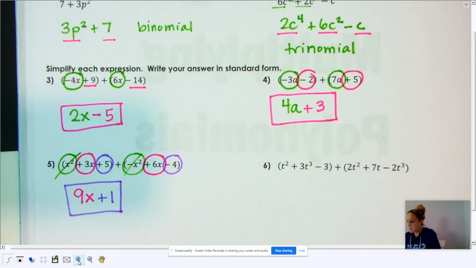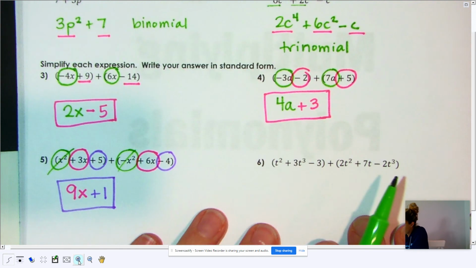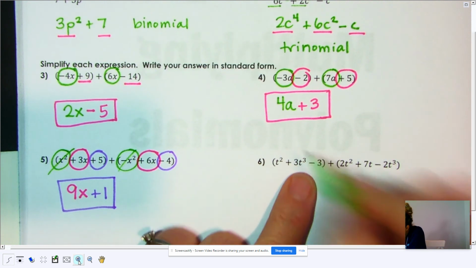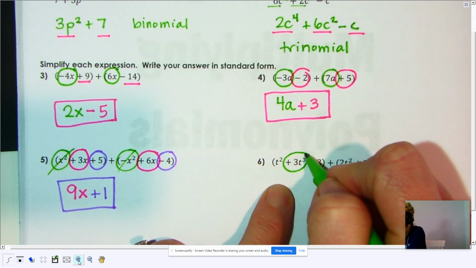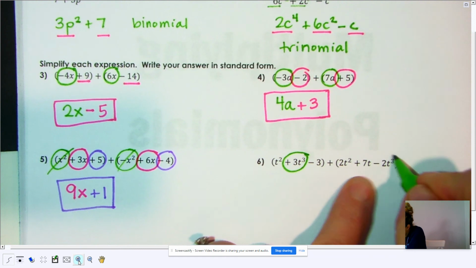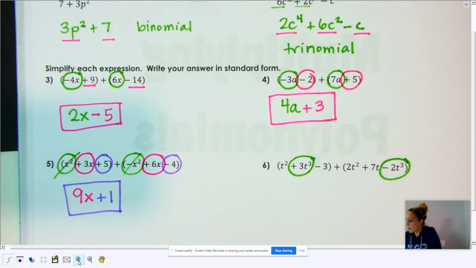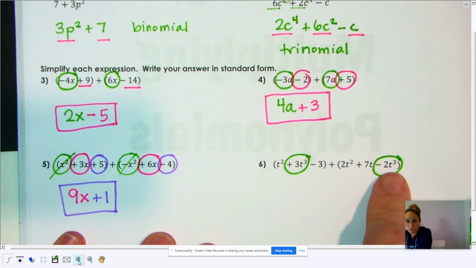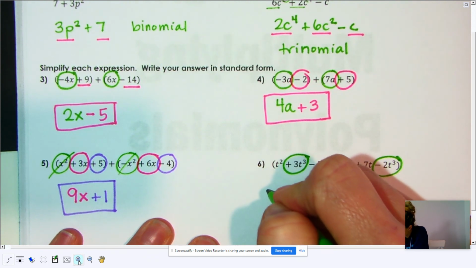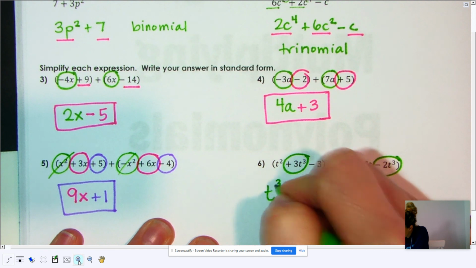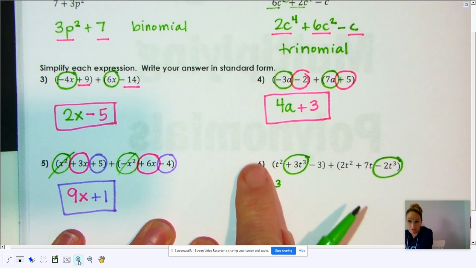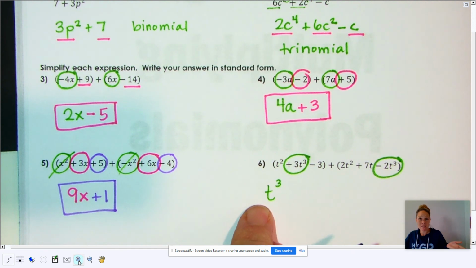So let's take a look at this next one. Again, I'm going to start with the highest exponent. Here I have a t to the third, and over here I have a t to the third. So I can put those together. If I have 3 of them and I'm taking away 2 of them, then I have 1 t to the third left. If I only have 1 of them, I do not have to write the 1. If you put it, it's not wrong. It's just not in the most simplified form. So I'm going to leave it off because it's 1 less thing to write.